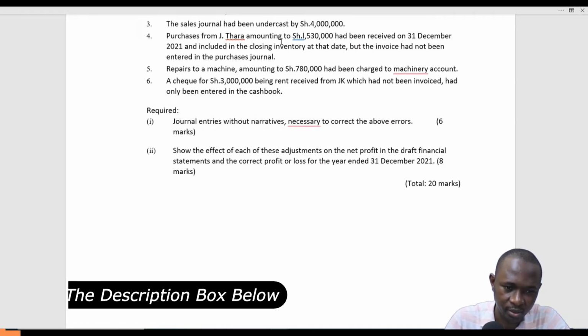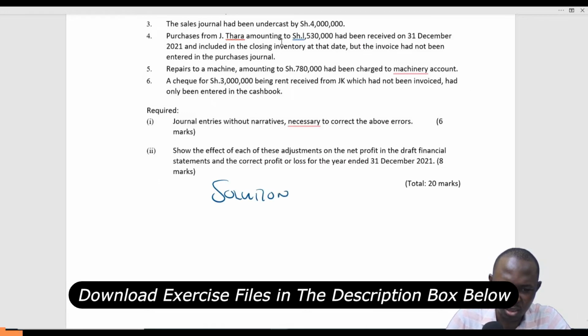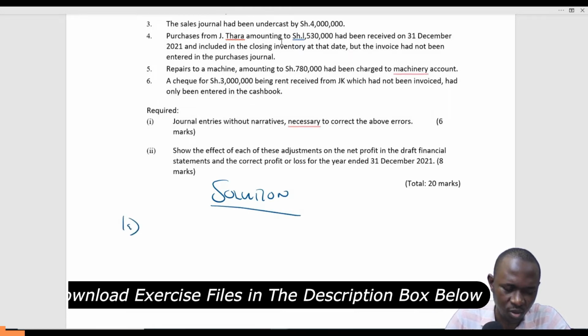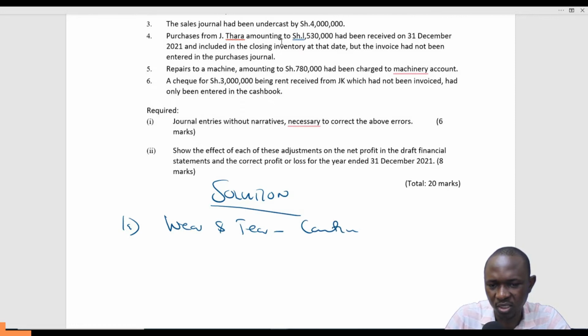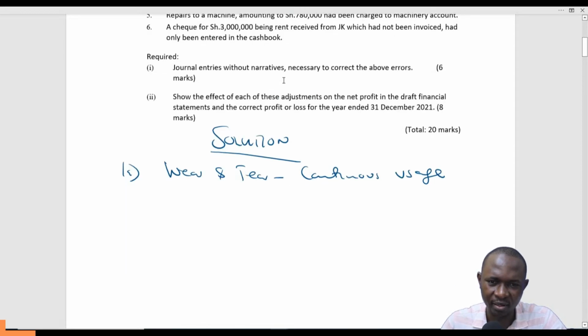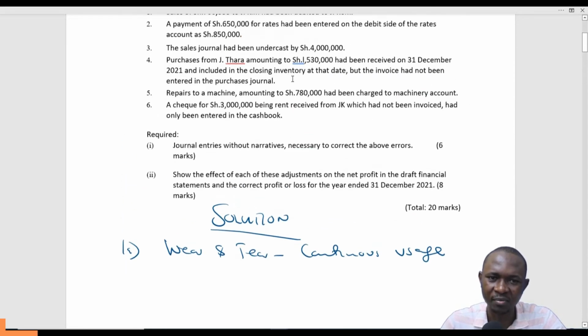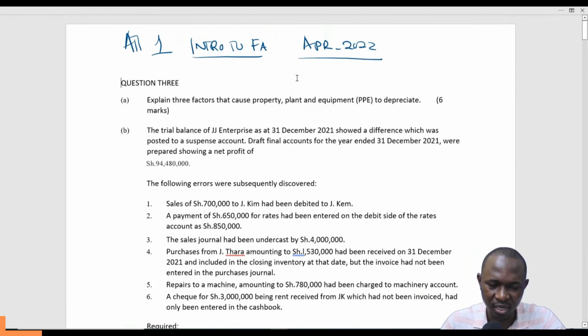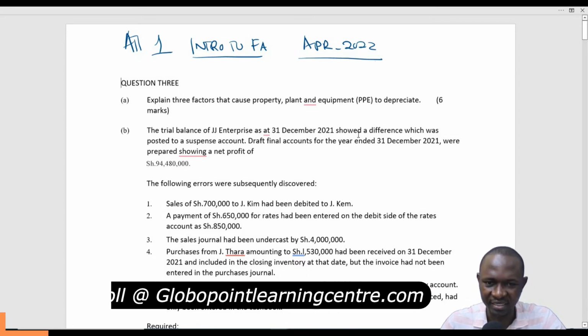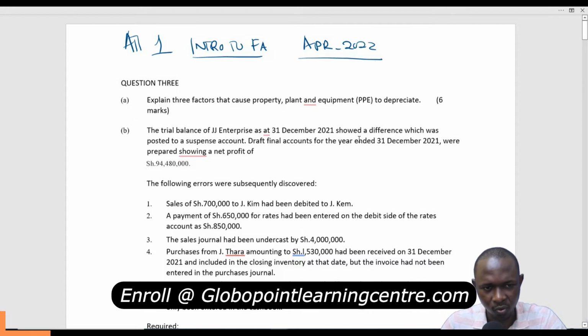Now, 1A, solution. There are so many reasons for depreciation. We'll just mention but a few. But the most obvious one is we have wear and tear. Wear and tear is as a result of continuous usage. Every day we use them, they'll not remain in the same status they were before we used them. So there is always that part of the asset that we will lose as a result of engaging it in active activity, and that is what we call wear and tear.